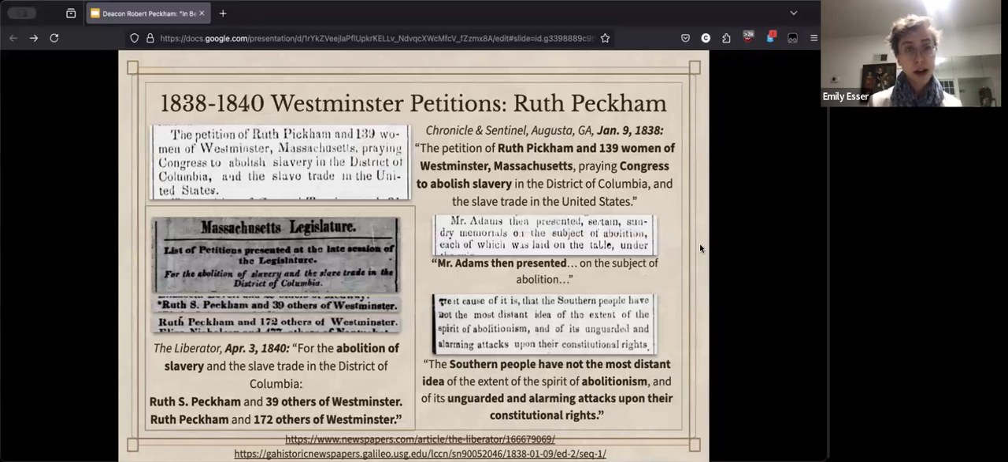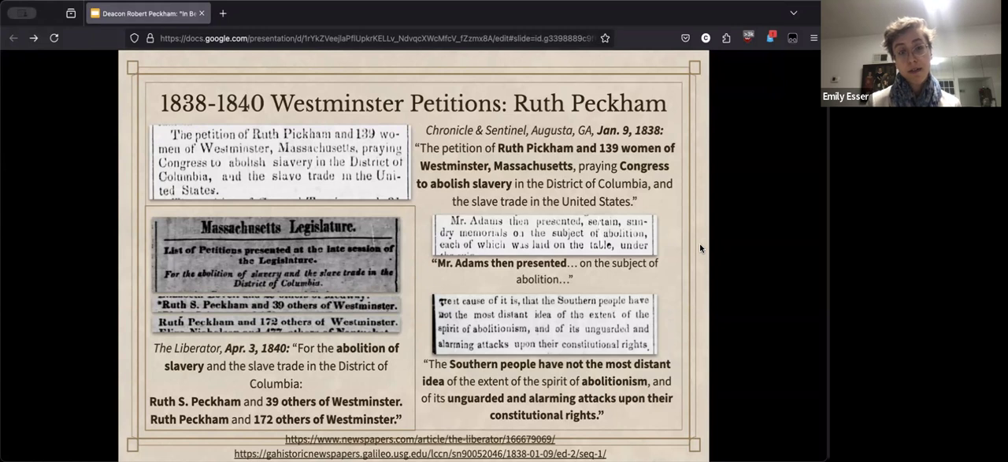Here is Ruth Peckham. She has petitions from 1838 to 1840. Here we see Ruth S. Peckham in 1840 and 39 others of Westminster, and Ruth Peckham and 172 others of Westminster. So clearly two different Ruth Peckhams, which surely are his wife and his daughter. Ruth S. Peckham is probably Ruth Sawyer Peckham, which is her maiden name. So, Massachusetts legislature, list of petitions presented.